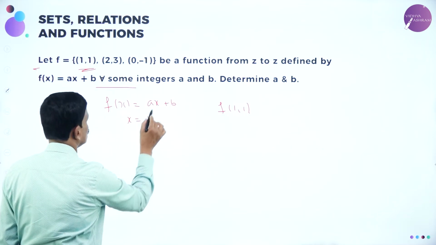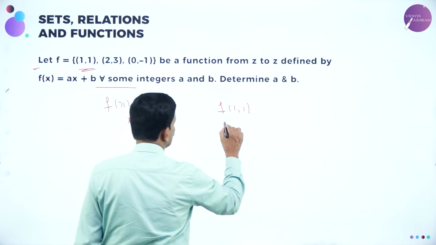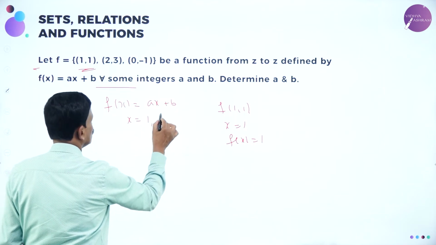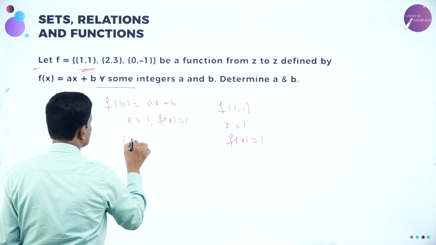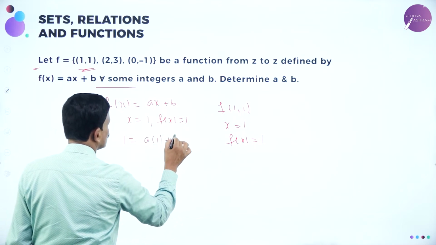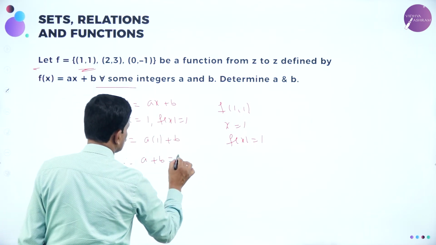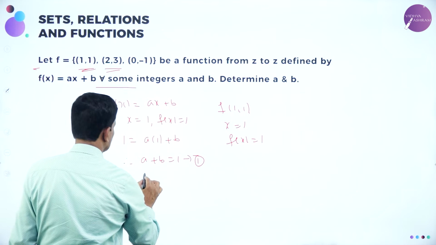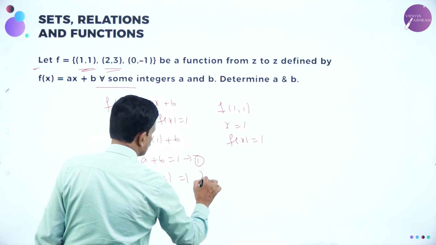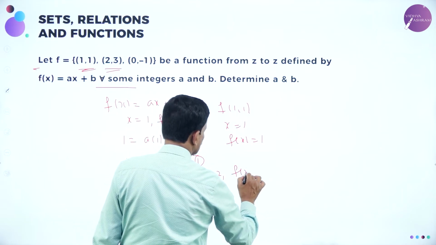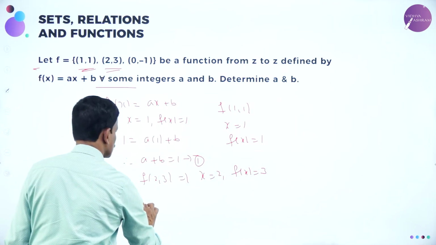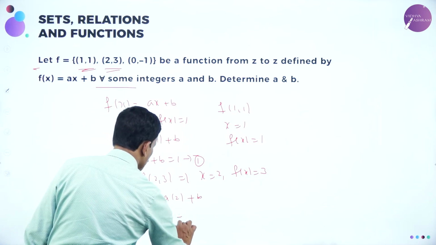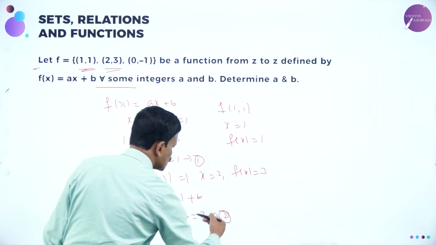Here this is ax plus b. So here when x is equal to 1, f of x is equal to 1. So 1 is equal to a into 1 plus b. So therefore a plus b is equal to 1. Let us represent this as equation number 1. Second condition, what is given? f of 2 comma 3 implies when x is equal to 2, f of x is equal to 3. So substitute here, that is 3 is equal to a into 2 plus b, that is 2a plus b is equal to 3. Let us represent this as equation number 2.